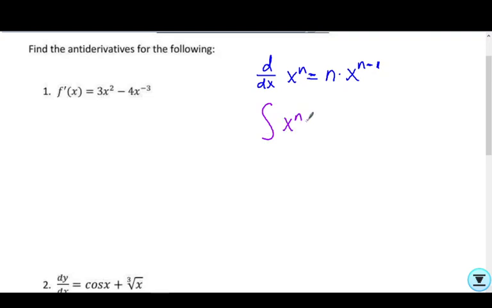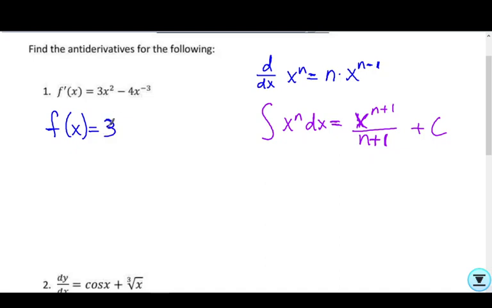So if you have x to the n dx, the antiderivative means you're going to take x and add 1 to the power and then divide by that power plus some constant. Okay? So over here, first of all, if I'm starting off with f prime, the antiderivative of f prime is f of x.